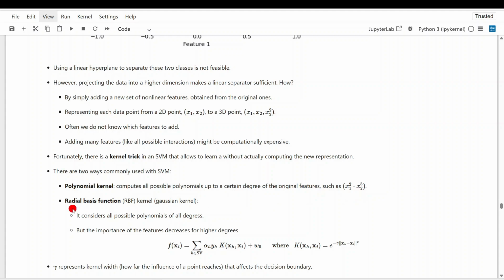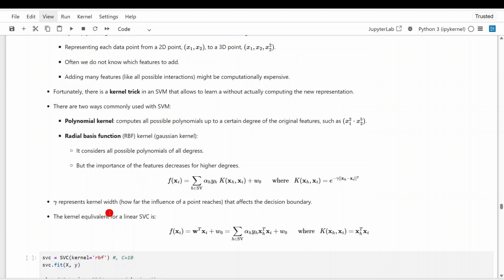And there is also another most common kernel function called the radial basis function, or what we call the Gaussian kernel. This Gaussian kernel considers all possible polynomials of all degrees. The polynomial kernel considers only all possible polynomials up to a certain degree, but the radial basis function just considers all polynomials of all degrees. And actually the importance of the features will decrease for higher degree representations.